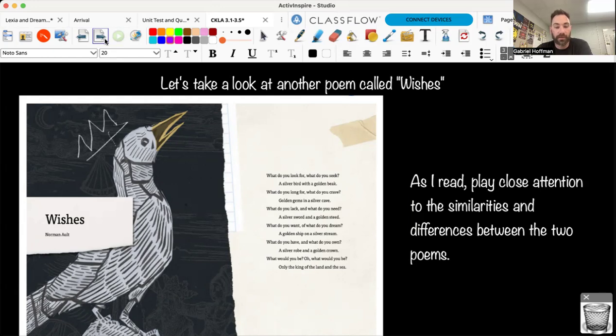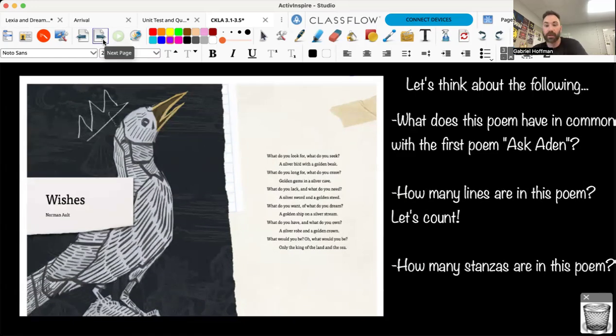Only the king of the land and the sea. So if you notice, this also asks a lot of questions, just like the first poem, but there's not really a pattern of alliteration. And this also answers those questions within the poem. If you look, it says, what do you look for? What do you seek?